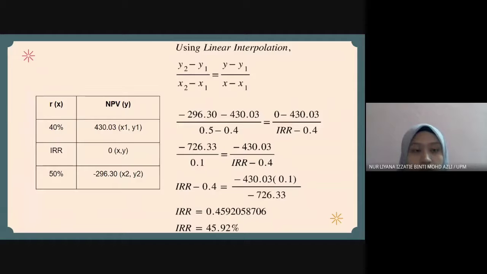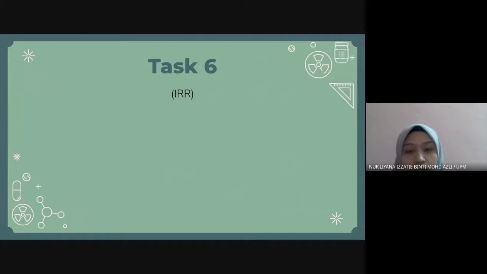So we substitute these values into the formula of linear interpolation to get the IRR. So the last answer we get is 45.92%. So next, I will pass to Fatin to continue.